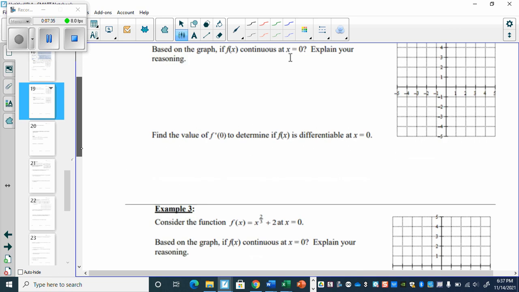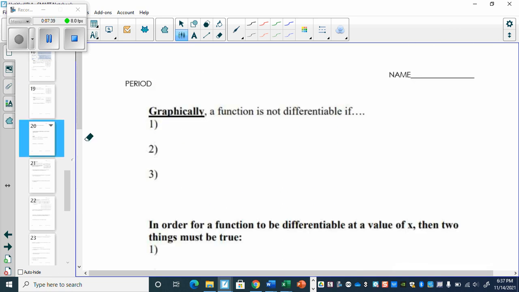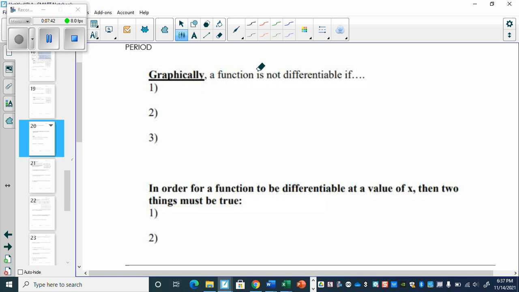Example 2, we're not going to go over. Example 3, we're not going to go over. Okay, so graphically, a function is not differentiable if a jump occurs in a function. That means there's a break, it's discontinuous.